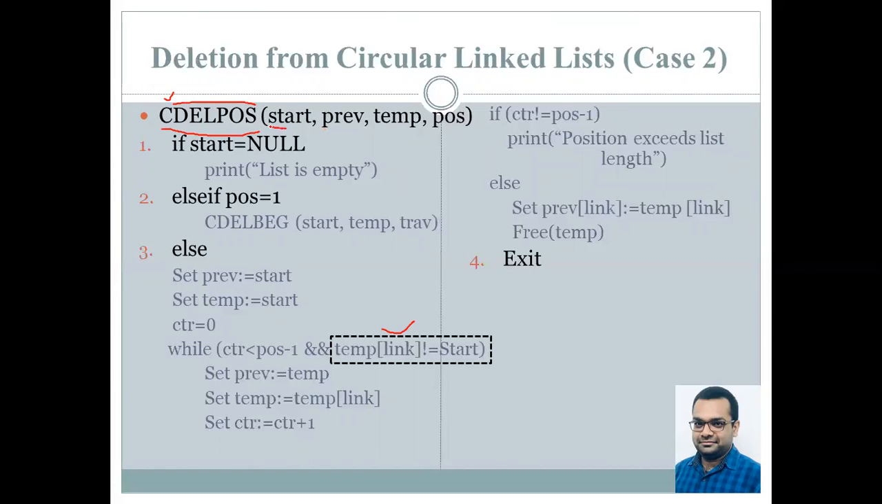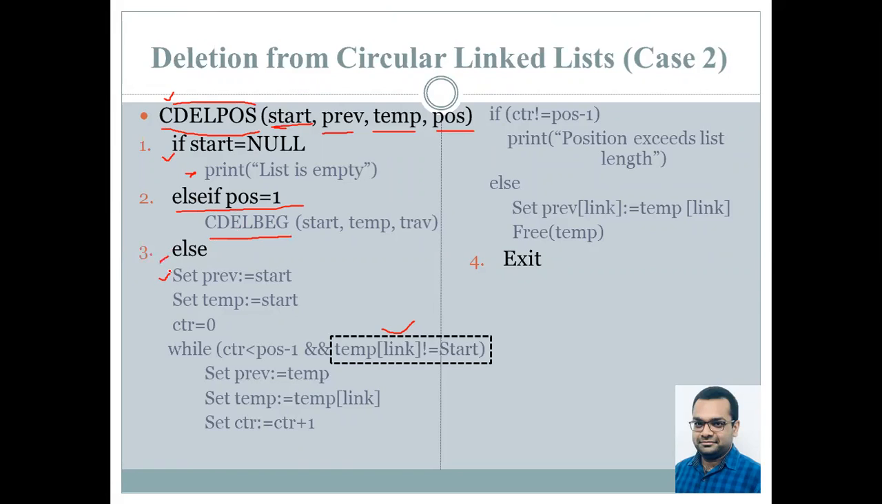We are given the start pointer, we'll be making use of previous and temp pointers, and also the position of deletion is given. We initially check if start value is null, so we simply print that the list is empty and we exit out of the program. Else if the position of deletion is 1, then we call our C delete beginning procedure that we have discussed in the previous video. If you haven't watched that video, please go back and have a look at it. Else the control jumps over here.